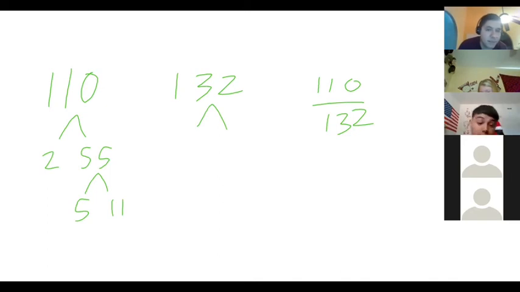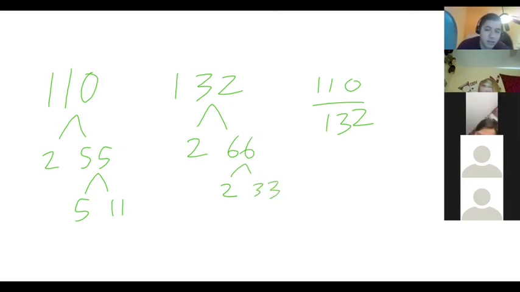Then 132, we can divide that by 2. 132 divided by 2 is 66. 66, we can divide by 2 again, that is 33. And then what can we divide 33 by? By 3 and 11, right? So 3 and 11, and that's it. So what are the common factors there? 2 and 11.